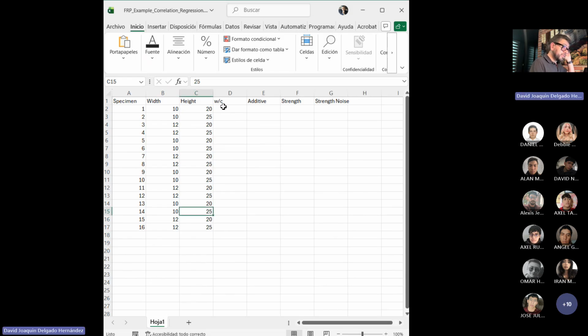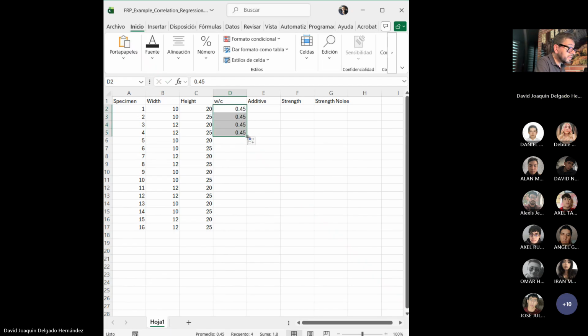Then let us play now with the water-cement relation. In this case, we are going to have two different relations. The first, the low, is 0.45 and the high level will be 0.5. So let us put here 0.45. We repeat this 4 times. And then 0.5. And we repeat this 4 times. Then I copy this and I put it here.